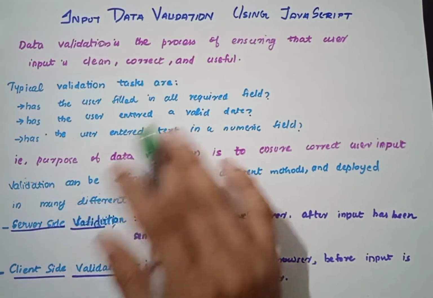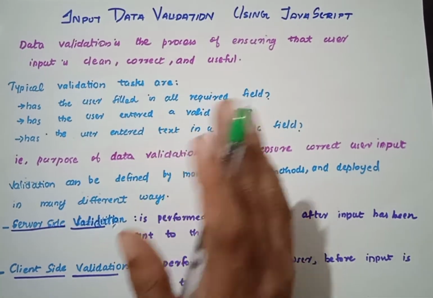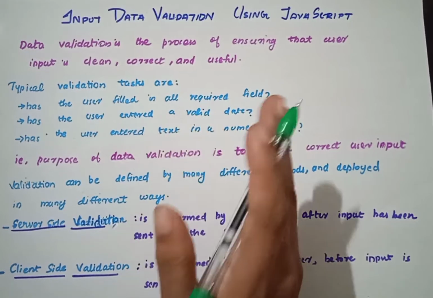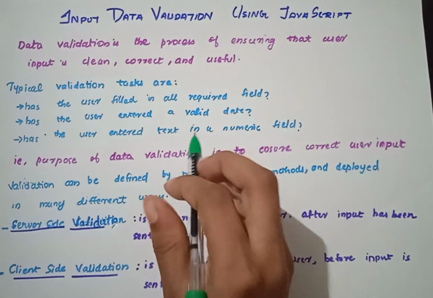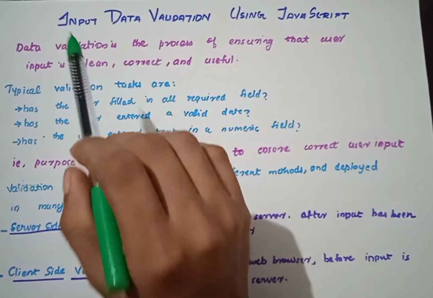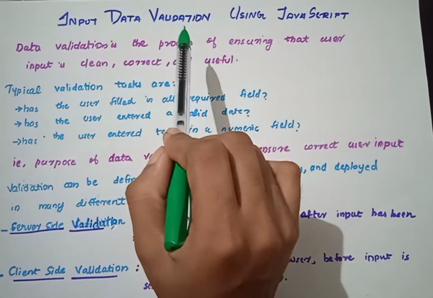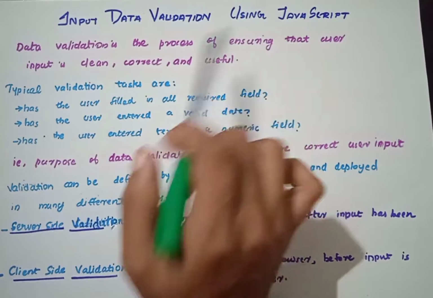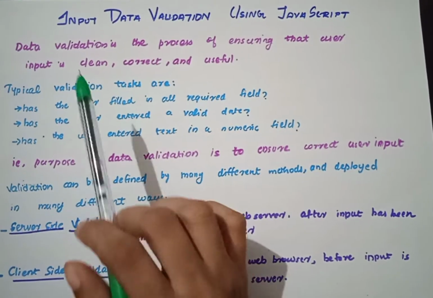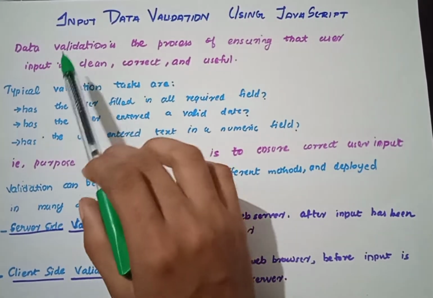No one is manually checking whether the user is doing things correctly. Everything is done using an automated method. So here it is, input data validation using JavaScript. These are the applications and the concept.